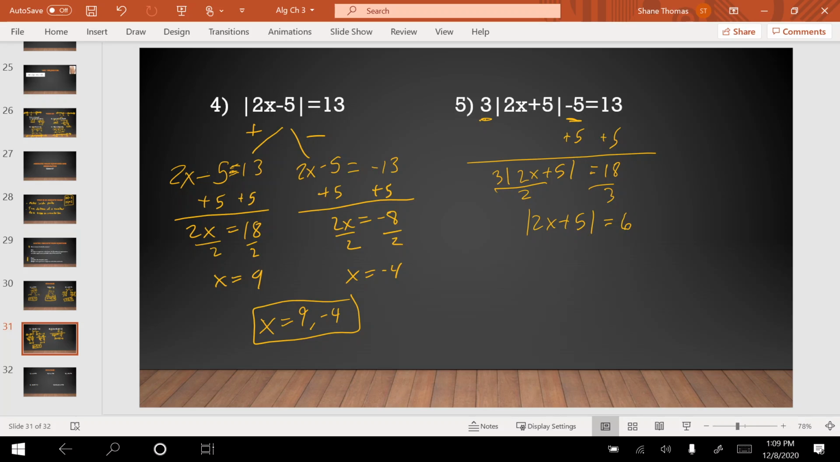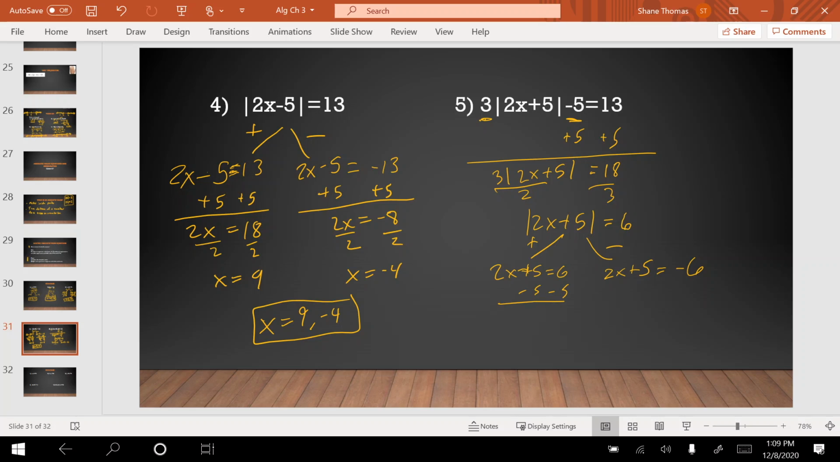All right. We have just the absolute value. We isolated the absolute value with the variable in it. So let's split it. We can break them out of jail. Okay. So 2x plus 5 equals 6. Over here, 2x plus 5 is equal to negative 6. Now solve them both.